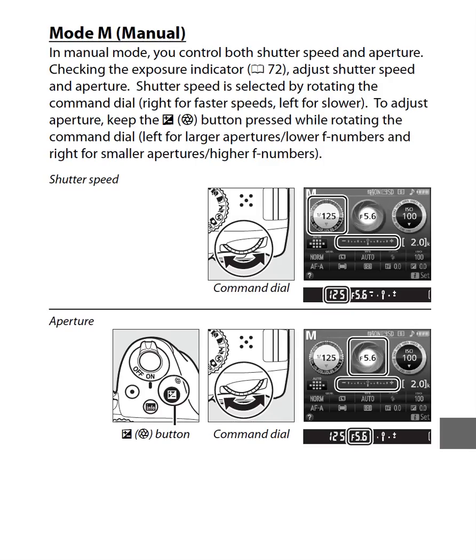The M is manual. It's exactly what it says. There are no automatic features about this at all. We control the shutter speed by moving the command dial. We hold down the plus minus button, we click that once, and we spin the command dial, and we can now change the apertures. But then we've got to figure out what the best exposure is. There are no automated features there.